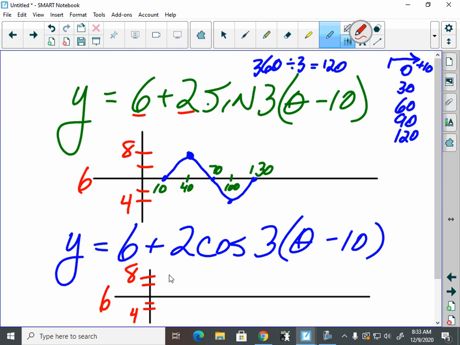Cosine starts high and goes here, and goes here, and goes here, and goes here. And then the cosine curve would look like this. Like that, okay? And then the same exact numbers go down here. This one stops at 130, and that's 70, and that's 10, and that one's 40, and that one's 100. And there you go. That's the only difference between sine and cosine.